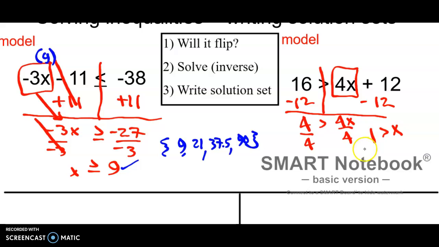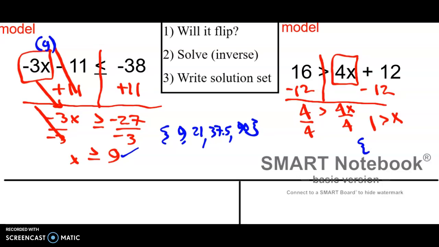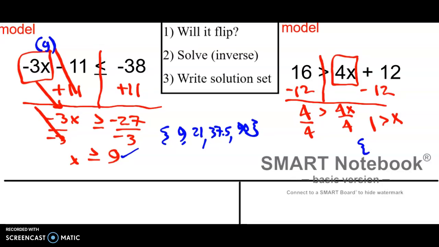Now my solution set, I need to think about what numbers 1 would be greater than. So 1 is definitely greater than 0.5. It's greater than negative 30. It's greater than negative 27.5. So those would be your solution sets.